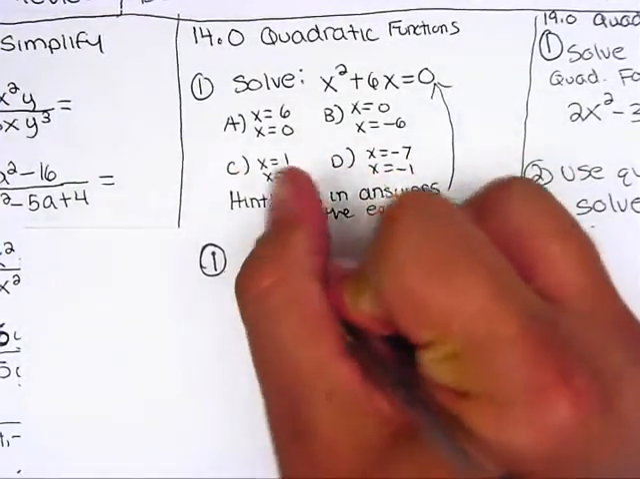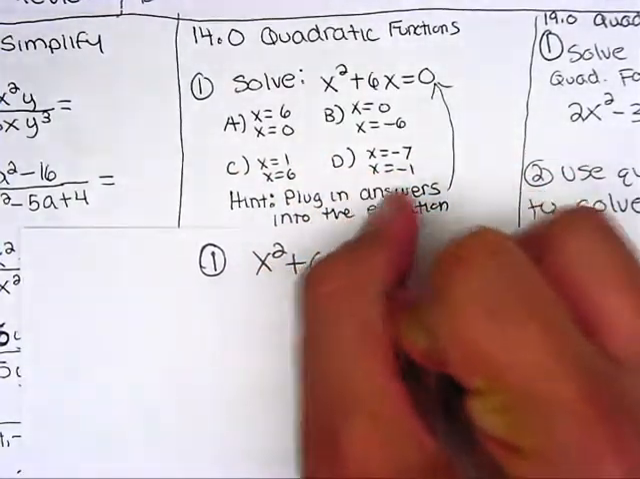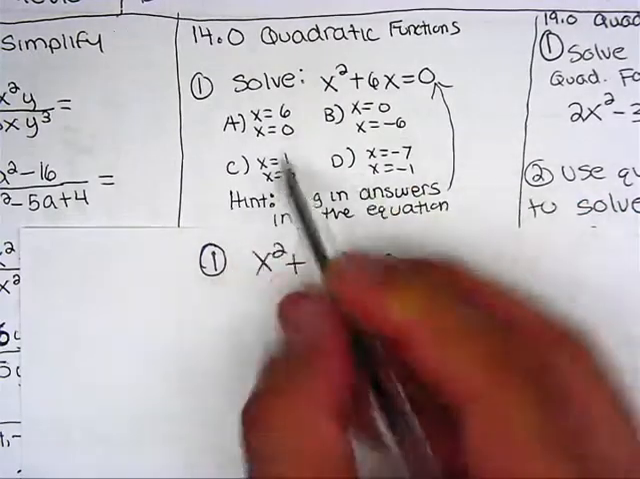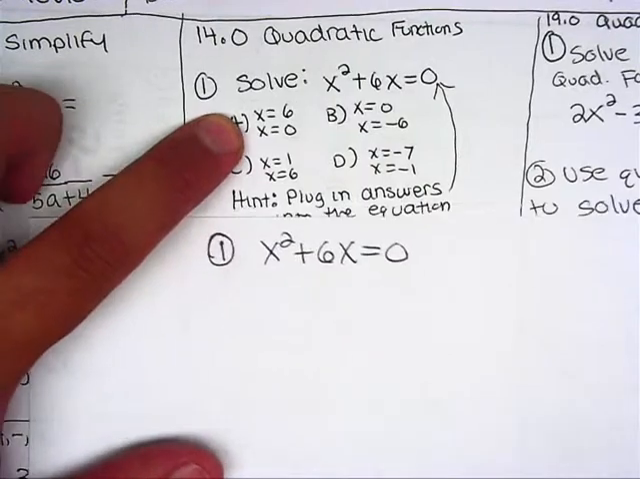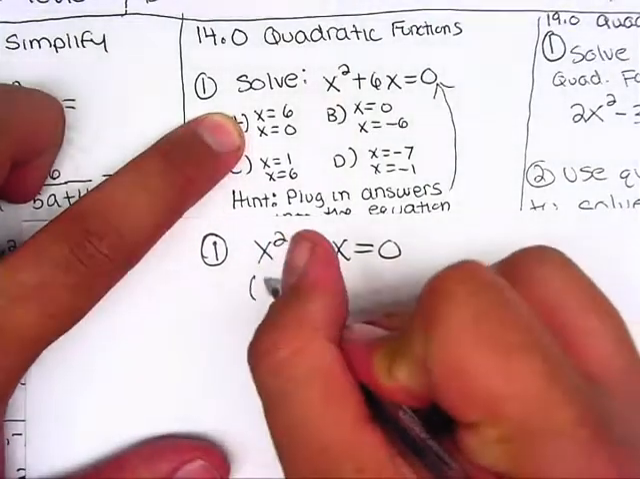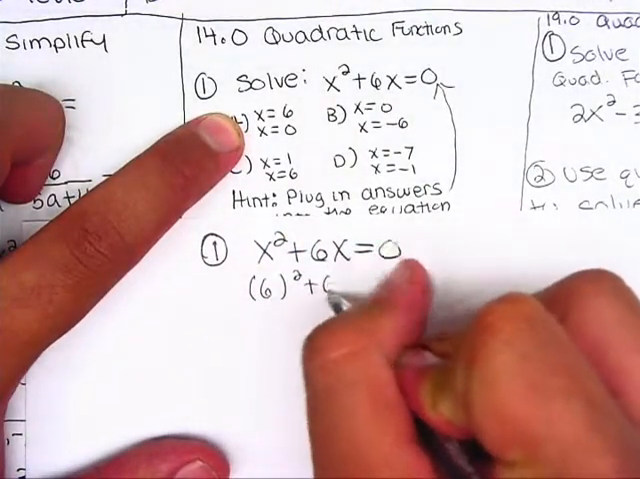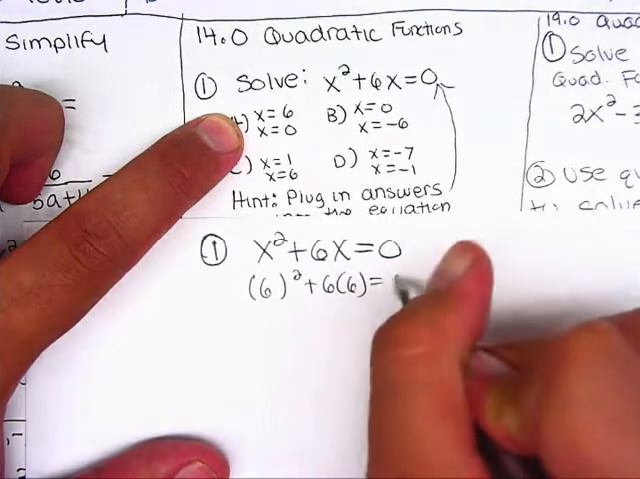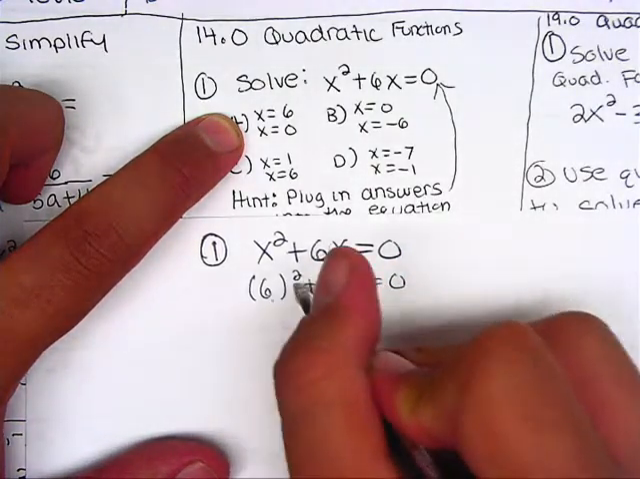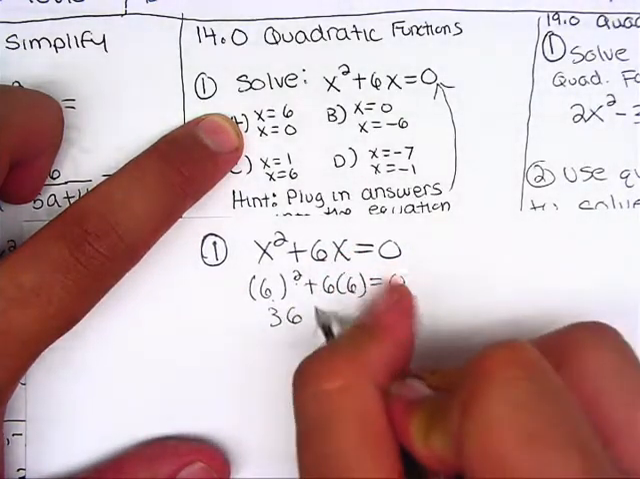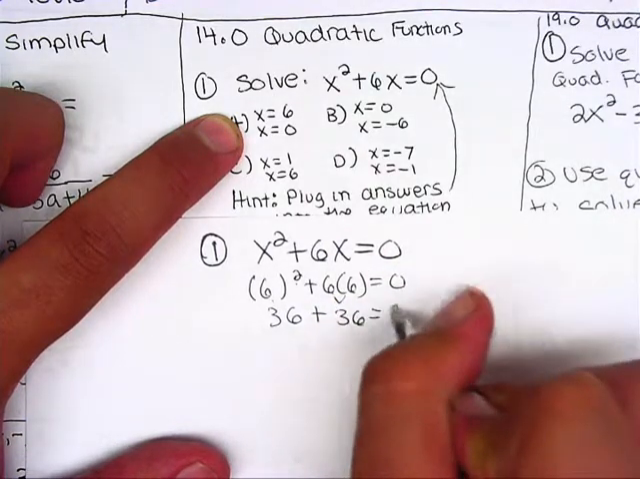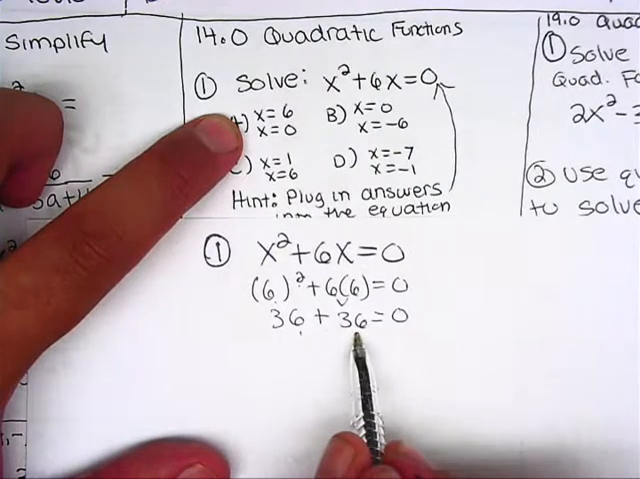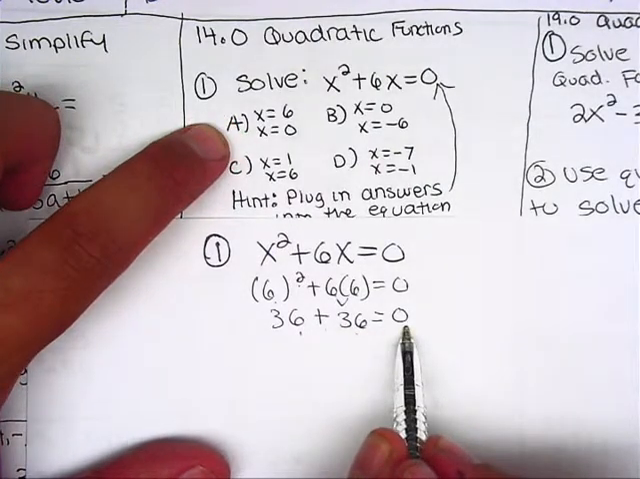So here's my equation, x squared plus 6x equals 0, and I want to test to see if A is the correct answer. First I'm going to plug in 6 for x. 6 squared plus 6 times 6 equals 0. 6 squared is 36 plus 6 times 6 is 36. I know for a fact that 36 plus 36 does not equal 0, so the answer is not A.